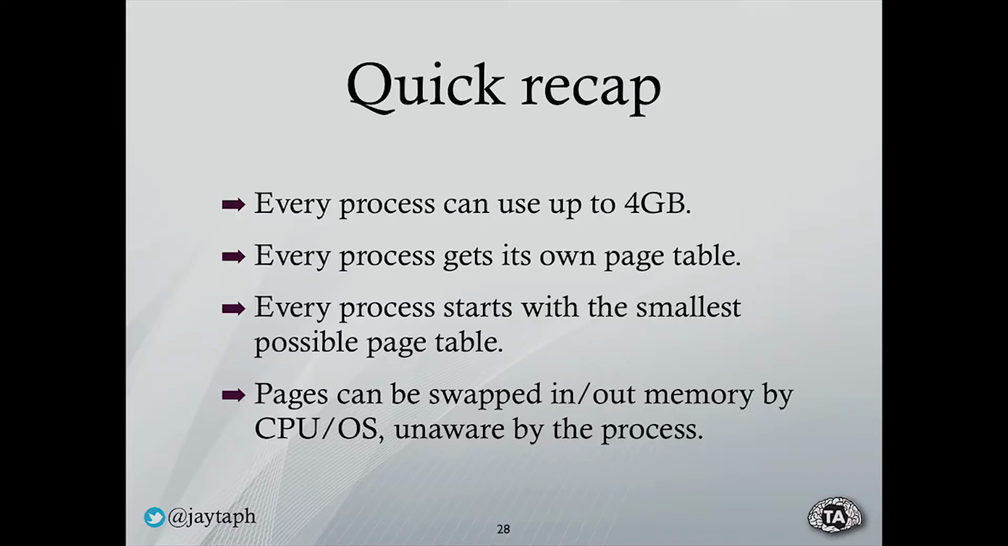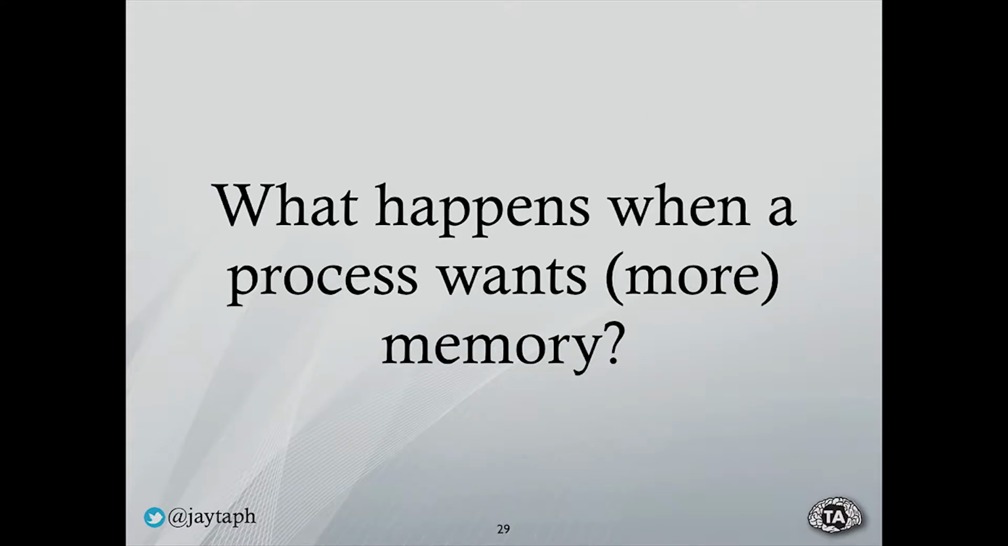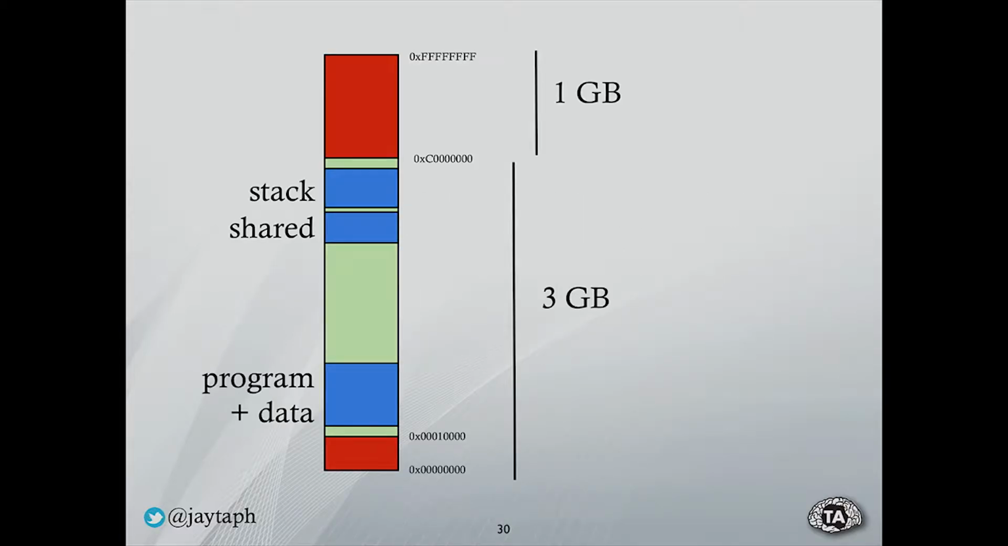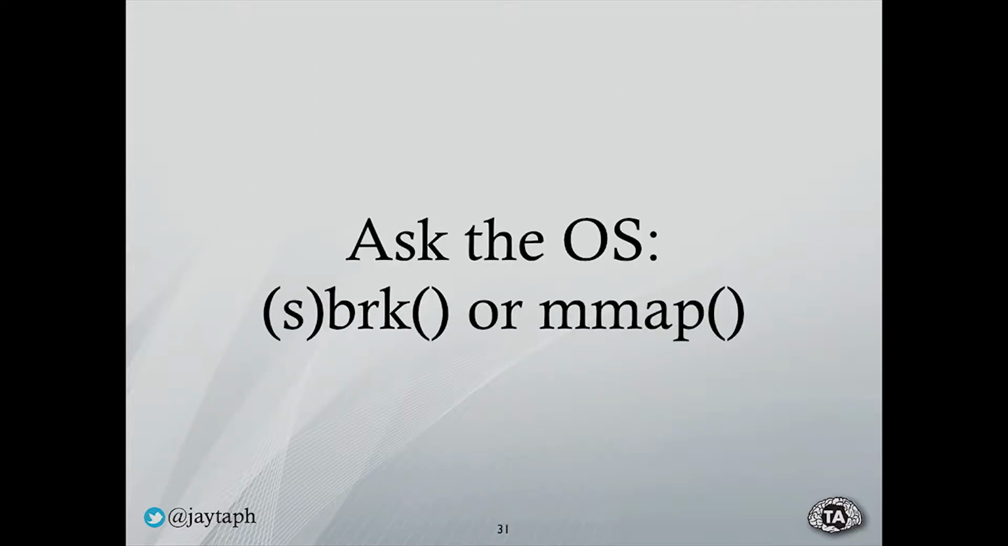So, what happens when a process wants more memory? Let's go back to our application. We already know that we cannot access that green part. So we have to ask the operating system to actually give us more memory. You're going to ask the OS through 2 function calls. These are not in PHP, of course, but they are in lower level languages like C. They're called brk or sbrk and mmap.